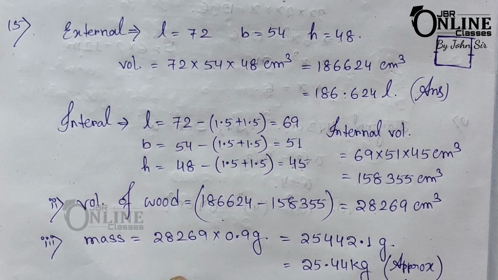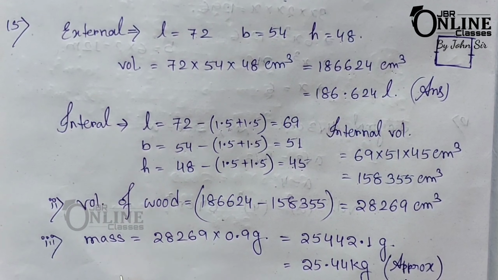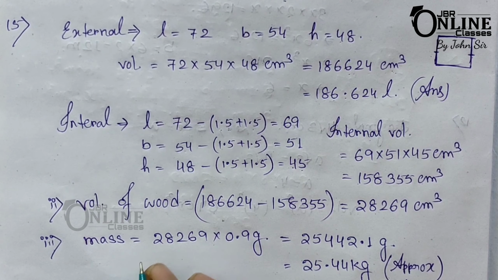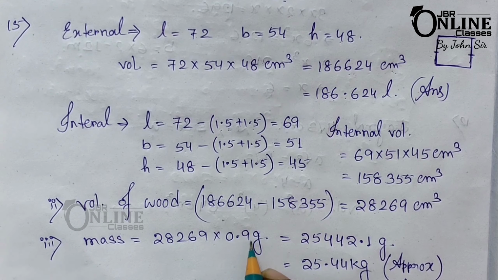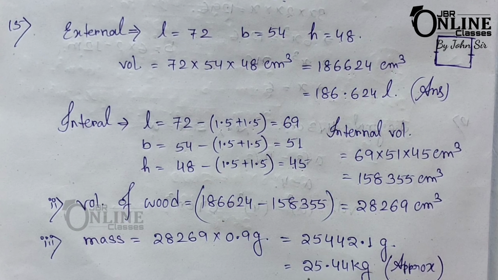Now next one, you have to find out what is the mass of the box if the wood used weighed 0.9 gram per centimeter cube. So you have to multiply 0.9 with this volume and you will get 25442.1 gram. Just convert it into kg, so 25.44 kg approximately, and that is the answer.